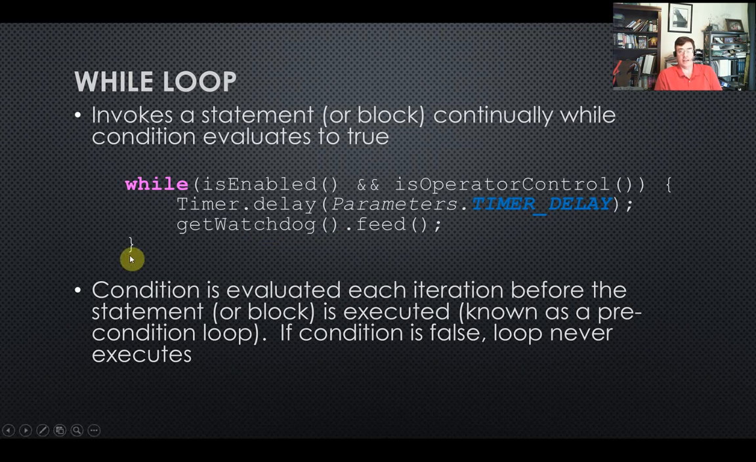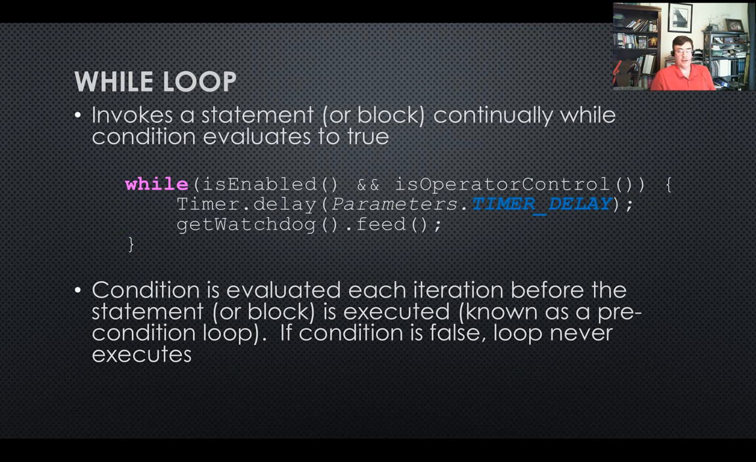Once we've done that, we hit this close curly brace. But because this close curly brace delineates the end of the while loop's body, we're going to go back up and reevaluate is enabled, and if and only if it's true, we're then going to reevaluate is operator control. If both of those are true, we'll execute the loop again. Then we'll loop back up, we'll evaluate the two expressions, then execute the method body if they're true. Eventually, either one or the other of these two conditions in this logical AND are going to return false. When they return false, we're going to skip over the loop body and continue execution with the statement immediately following the while loop body.